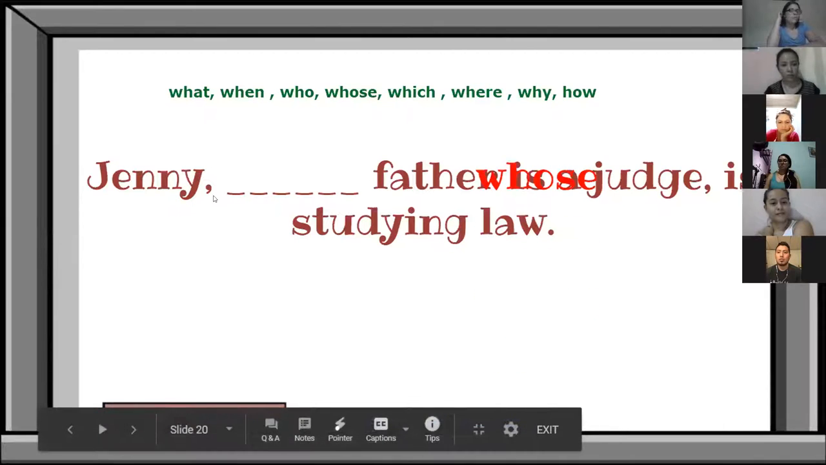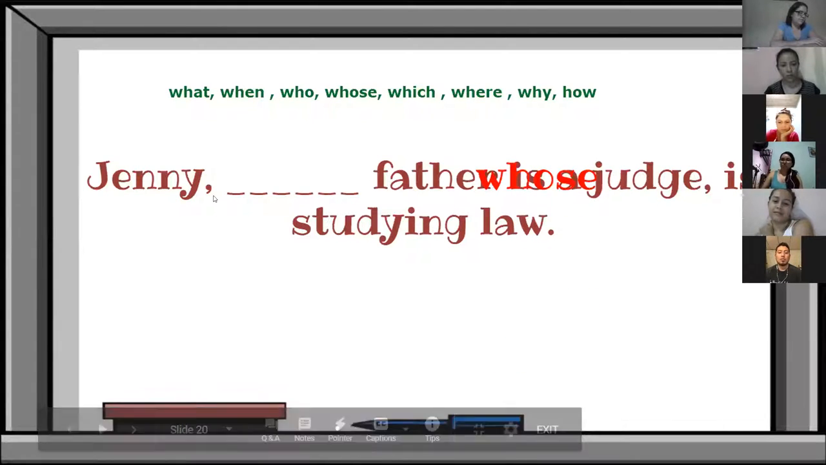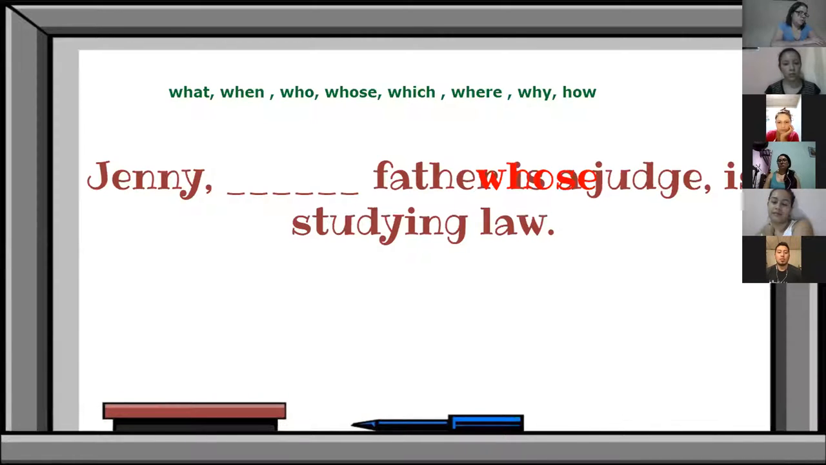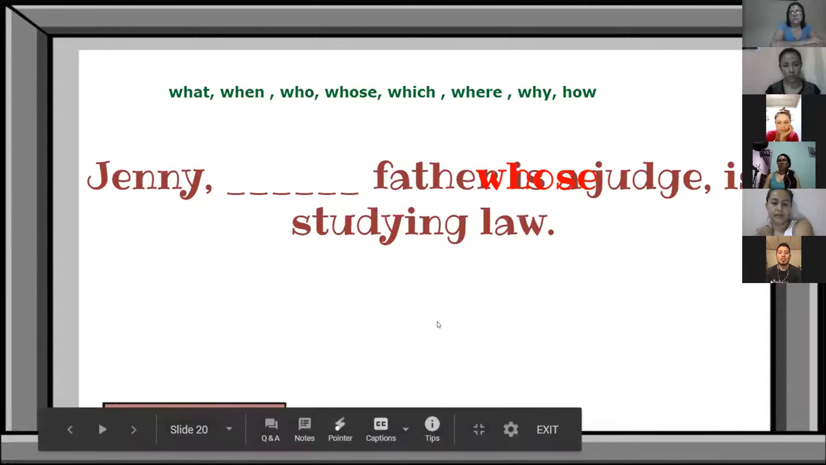Who's, exactly. And you can think about it in Spanish because it's the same, all right? Jenny, cuyo padre. Eso. Cuyo padre. What does it say? Es un juez. Okay, so it's the same, right? Who's father? Very good. Okay, Vladi.